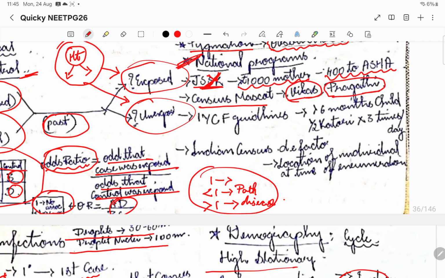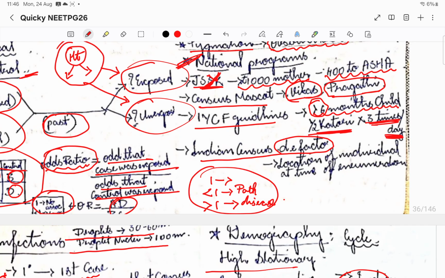Then coming to IYCF guidelines. The child, after 6 months, we will start the weaning, right? During the weaning period, what should be the proper weaning that should be done? That is half katori of whatever feed we are starting, half katori 3 times a day, is what we do for a child more than 6 months. Then the Indian census de facto. This is a previous year question. So in the Indian census, what is the de facto method?